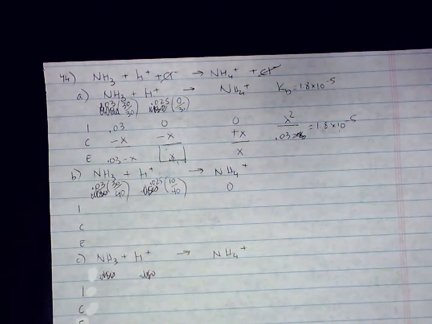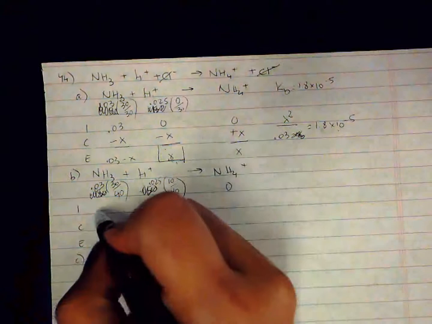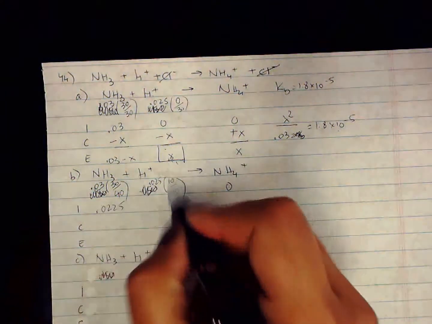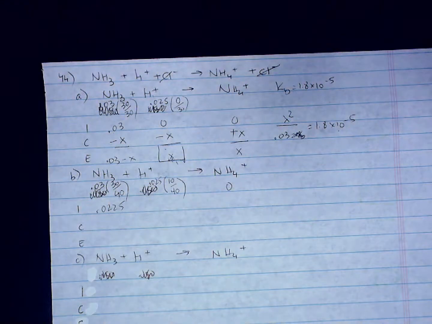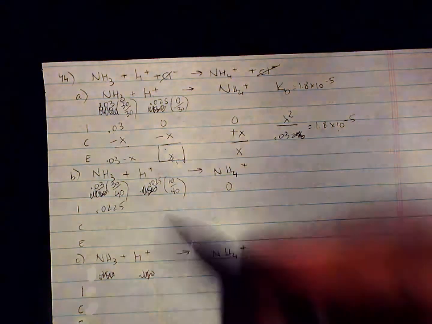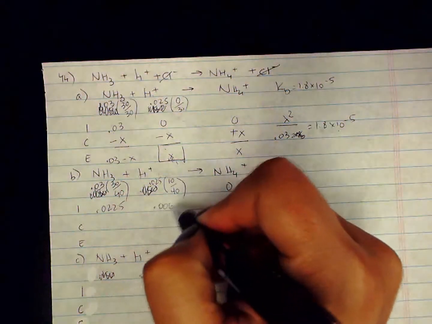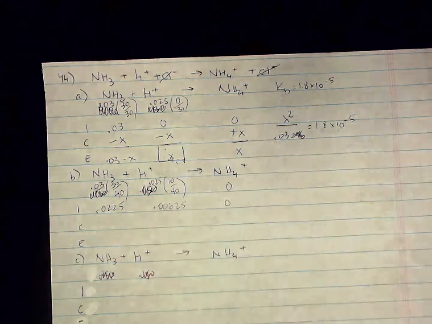All right, so let's see, 0.03 times 30 over 40 happens to be 0.0225. And then over here, 0.025 times 10 over 40 is 0.00625. You have no ammonium present initially.